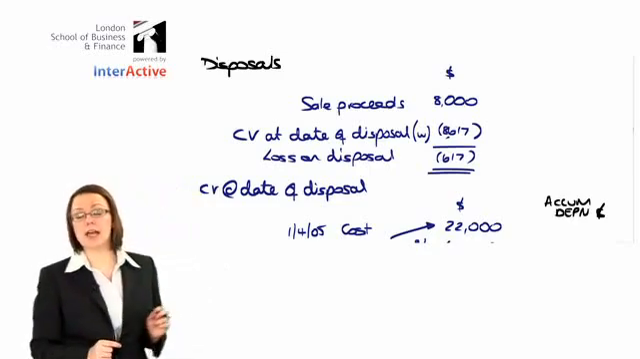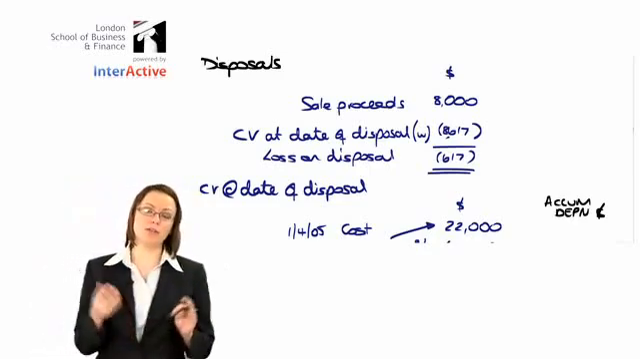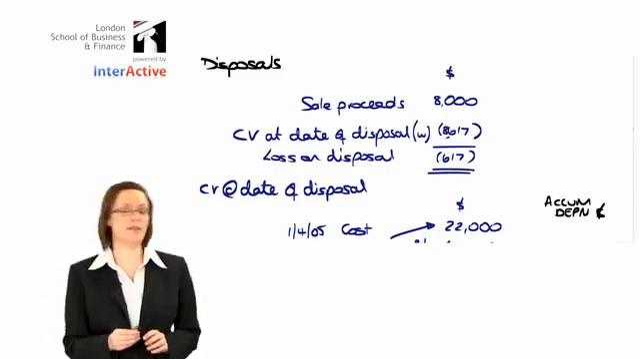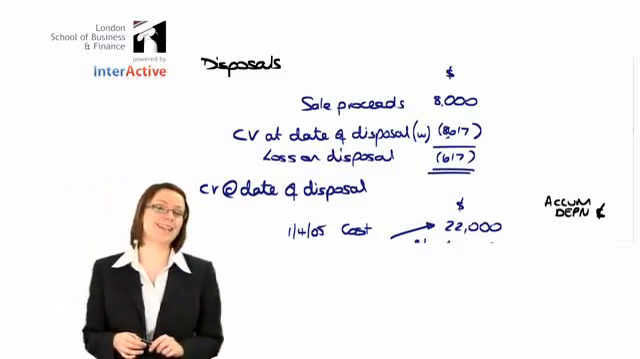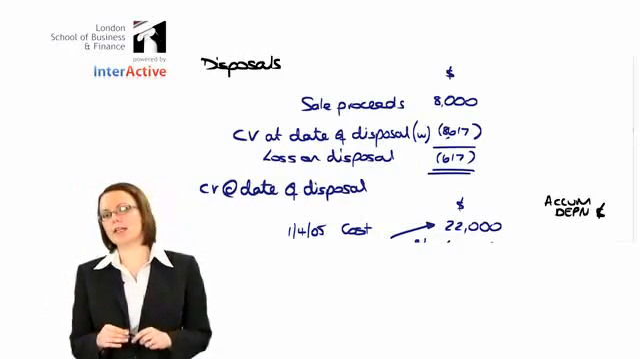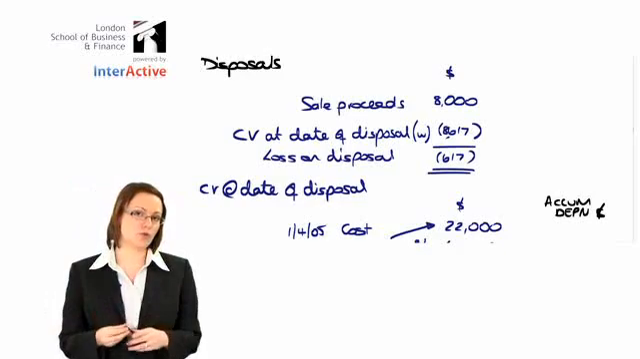So, now we know what's happening. We know we've got a loss that we need to deal with and account for. And essentially, we've calculated all the figures that we need. So now what we need to do is do our disposals journal.